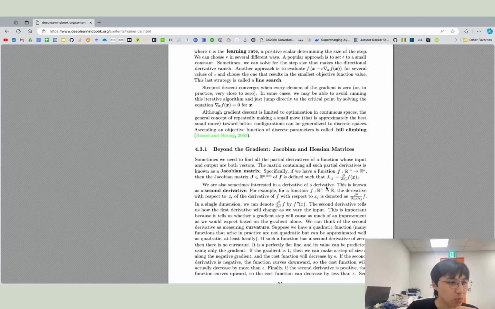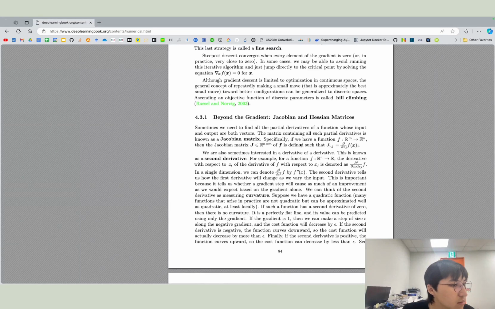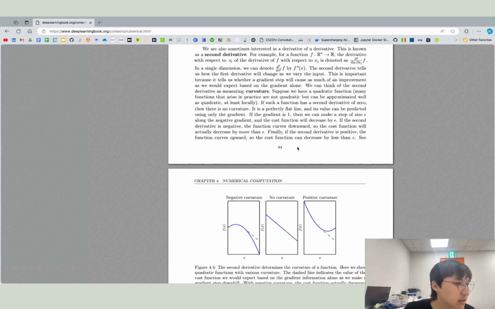So we are saying that the Jacobian matrix, as I understood, is a matrix of first order partial derivatives of a vector valued function. So it's a matrix of first order partial derivatives of vector valued functions. I think that's all about the Jacobian matrix, and that's what I understood.